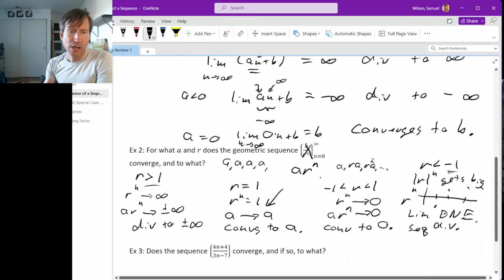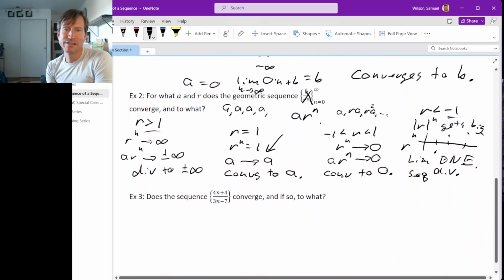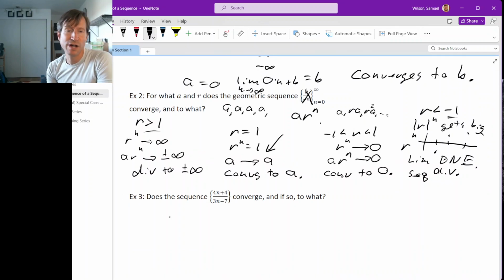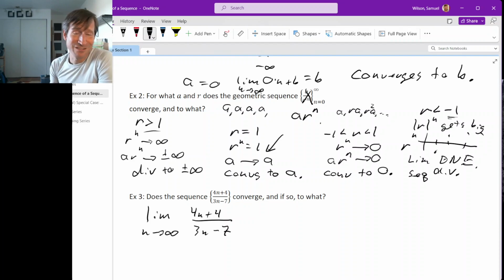Okay. A couple more examples. Let's look at the sequence (4n + 4)/(3n - 7). Does it converge, and if so, to what? Remember, when we ask about convergence, we're really just calculating a limit, right? And we already have lots of tricks for calculating limits that you might remember from your Calc 1 days. The thing about sequences is if we write a sequence using a formula like this, it looks like a real valued function, even though we're only thinking of it for integer values of n. So most of your function tricks for limits will still work.